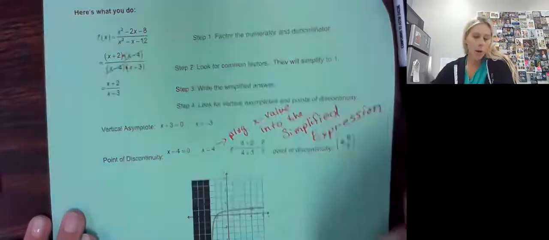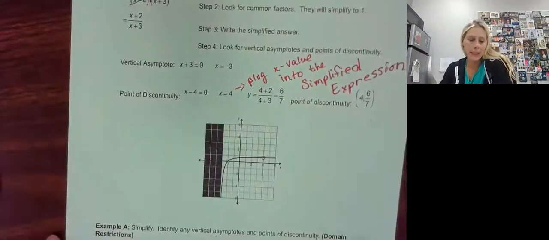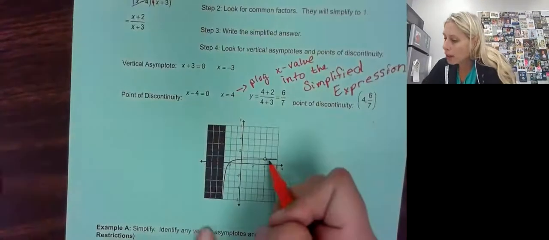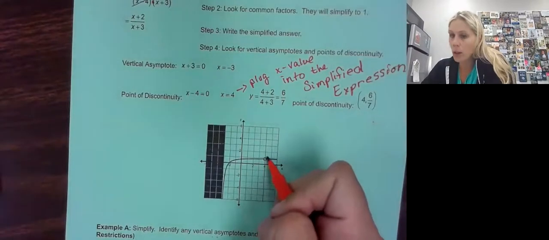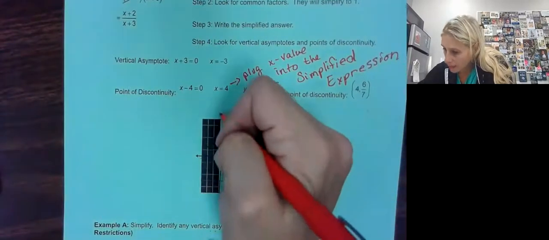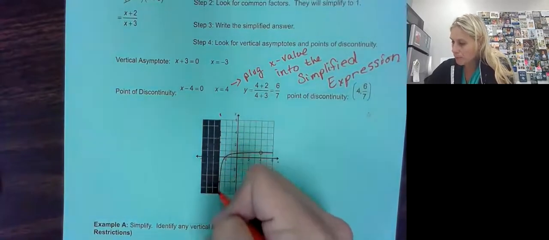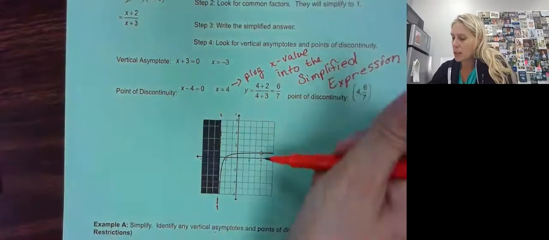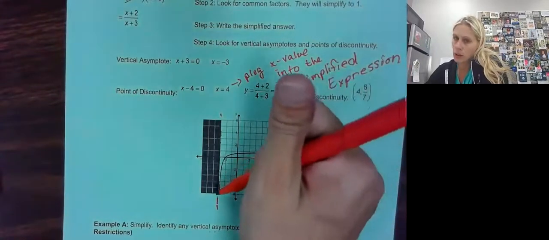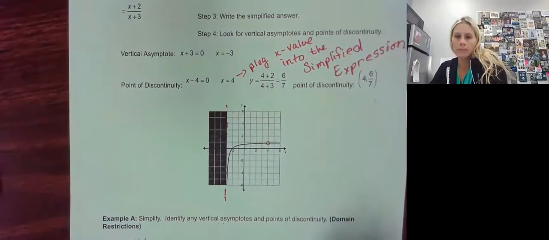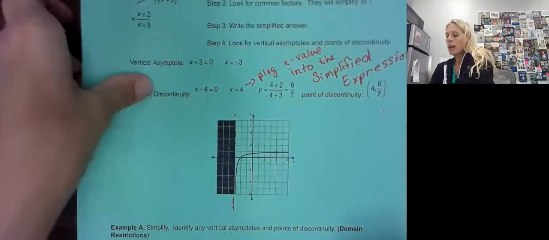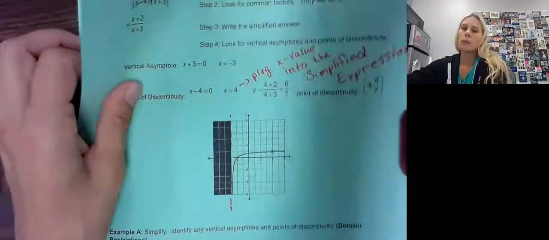Okay. Now on a graph, what does that look like? Well, there is our point of discontinuity, that hole right there. And then this right here, it's printed out dark, but is your vertical asymptote. In other words, it gets really, really close, but it doesn't cross. Okay. All right, let's look at some examples that we can do.